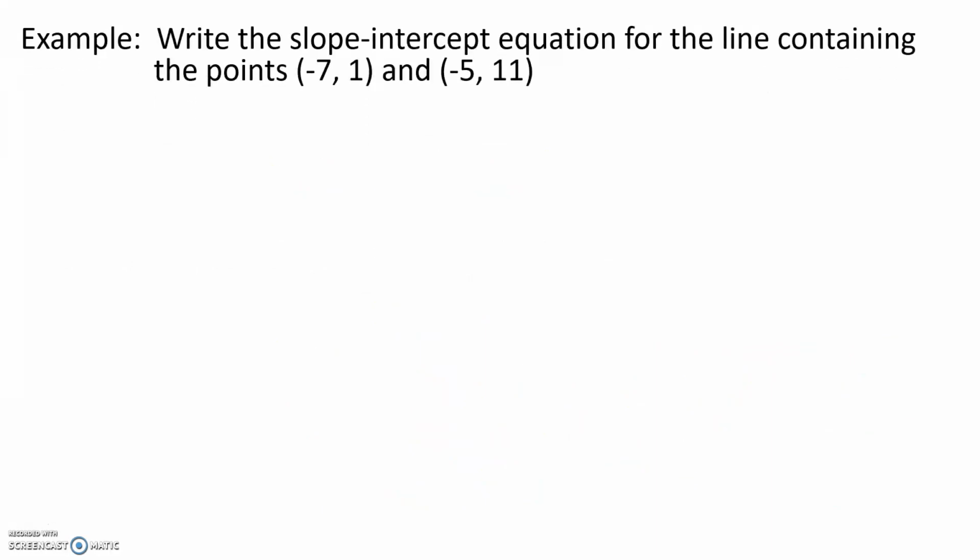Next, let's write the slope-intercept equation of the line containing the points (-7, 1) and (-5, 11). When we write the equation in slope-intercept form, we need to start in point-slope form, which is y minus y1 equals m times x minus x1. For this, we need to know the slope.